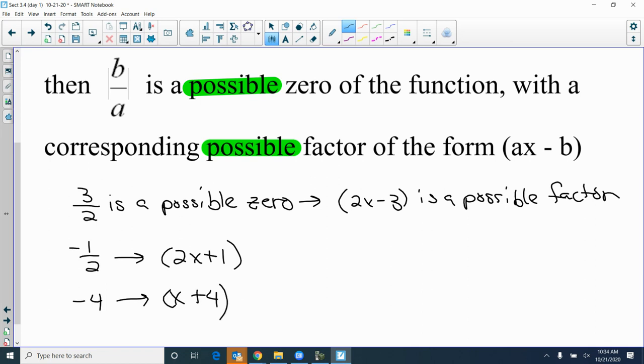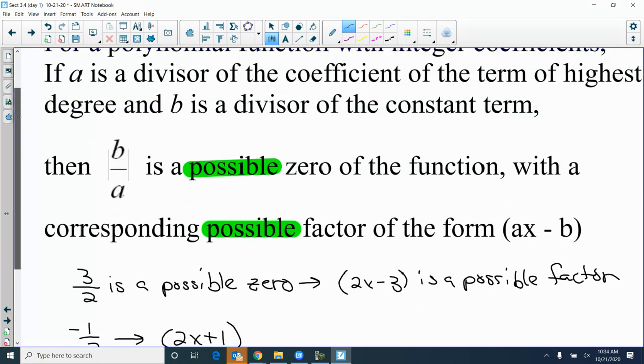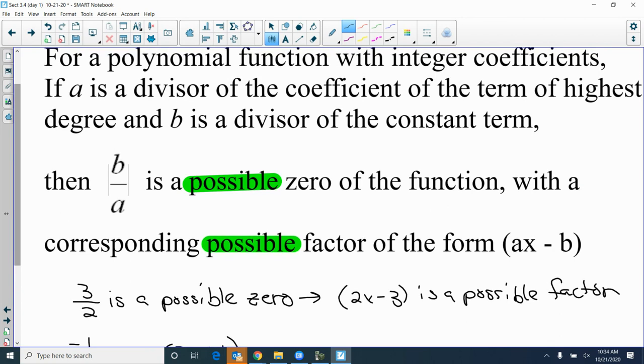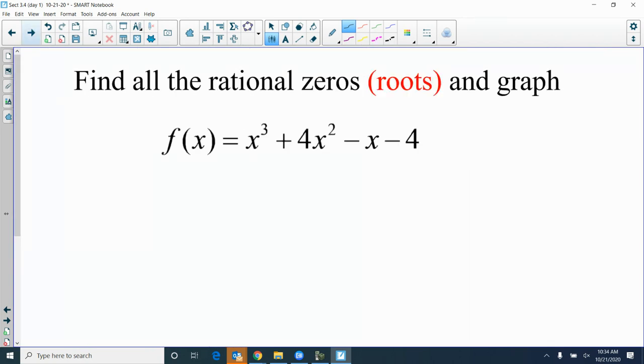Okay? All right, now let's put this into a problem, because right now it probably doesn't make a lot of sense. Let's put this into a problem and see if we can put it all together. All right, copy that one down. f of x equals x to the third plus 4x squared minus x minus 4. Now, when we did this last one, I just said just guess numbers. We don't want to do that because that's going to take forever. So we want to use this rational zeros theorem.